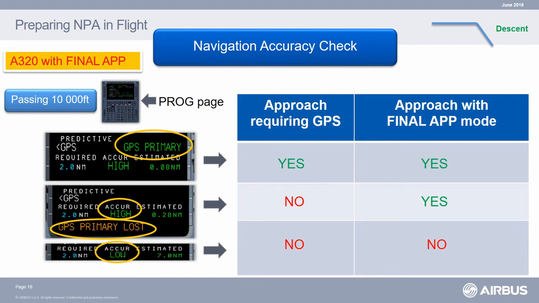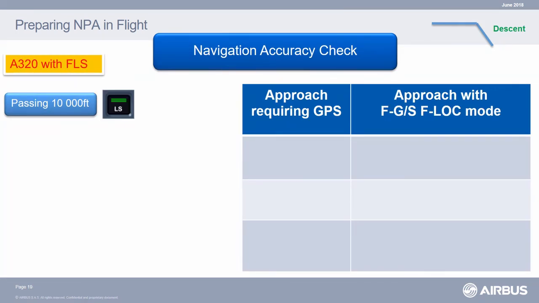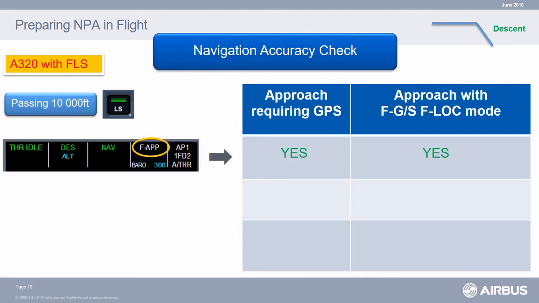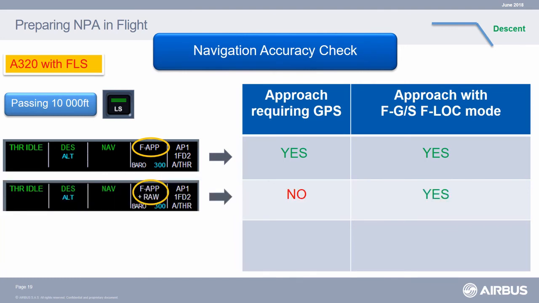On A320 fitted with FLS function, this check will be performed with the FLS capability. You will press on the LS push button passing 10,000 feet to display the FLS capability. When FAPP is displayed, you can fly GPS approach, and you can use FLOC F-glide slope mode. If you have FAPP plus RO, you cannot fly an approach requiring the GPS. You will have to revert to another approach. But you can still use the FLOC F-glide slope mode with the confirmation of RO data.